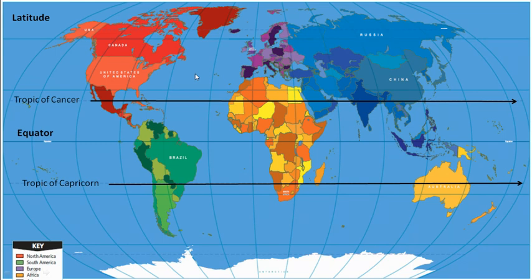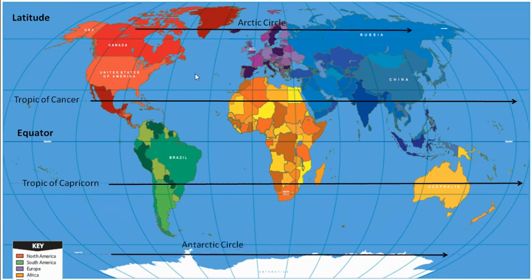The other important lines of latitude we use are the Arctic Circle, which is up here. There's the line of latitude, and the Antarctic Circle. And above those lines, you can get total darkness in the winter, and you can also get total daylight in the summer because of the tilt of the Earth.